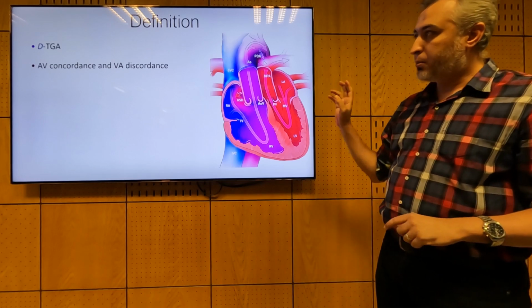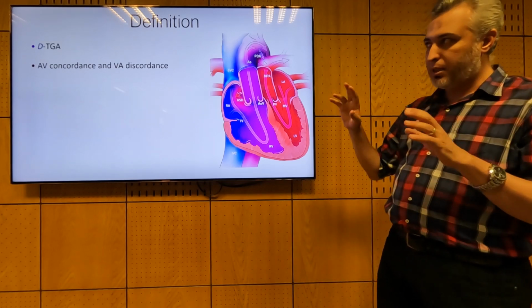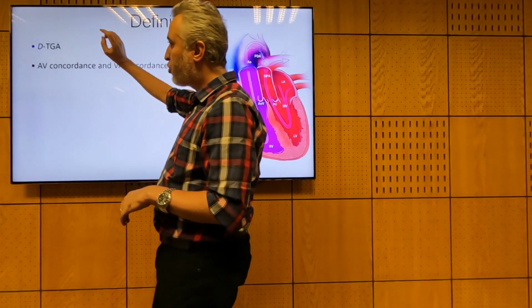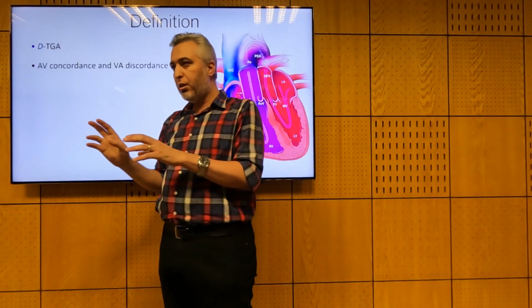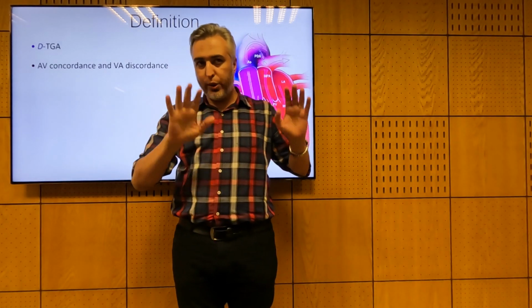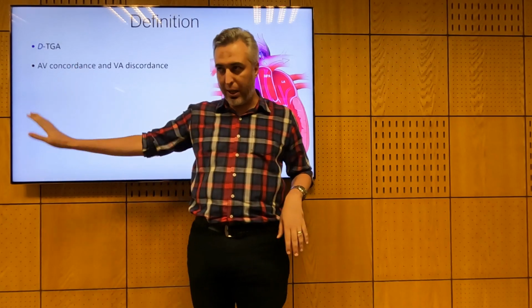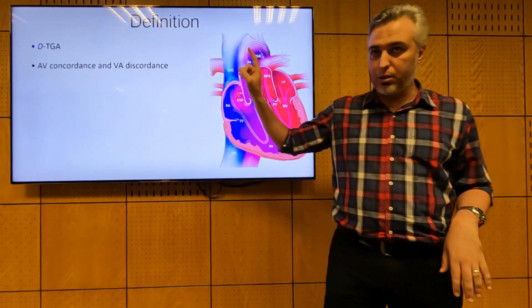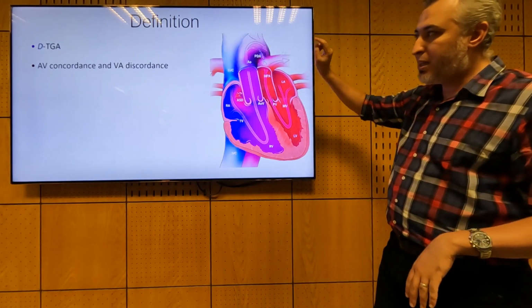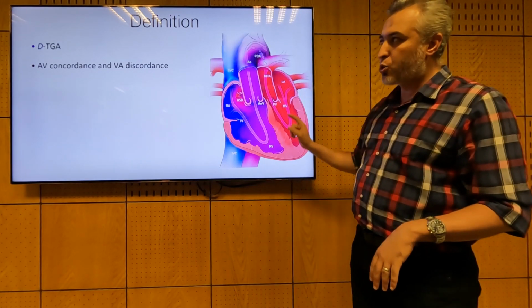So when we say TGA, meaning DTGA, and I need to have a good distinction here, we're talking about DTGA and not LTGA, which is a totally different entity. We're not going to discuss this now. Maybe we'll have a separate talk for that, but this is different. So we're talking about DTGA, by which we mean AV concordance, VA discordance.